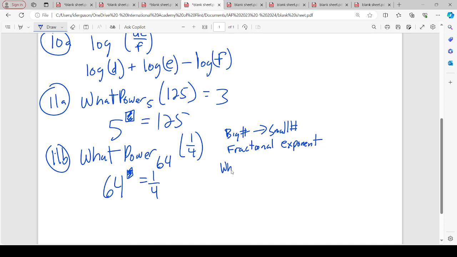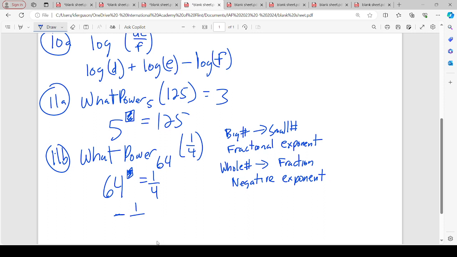And then whole number to fraction tells me what about my exponent? It's going to be a negative exponent. So, anybody got any ideas what my number is? That's close. It's definitely negative. It's definitely 1 over. 4 to what power gives me 64?